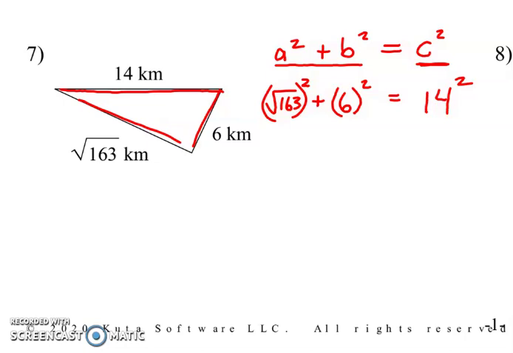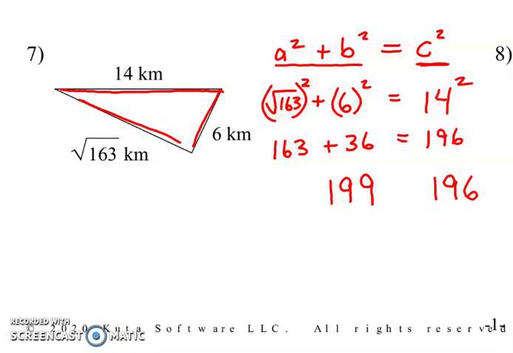If I take square root of 163 squared, it will give me 163. 6 squared is 36. 14 squared is 196. When I add these two together, I get 199. That's not the same as 196. I can't say that they're equal.